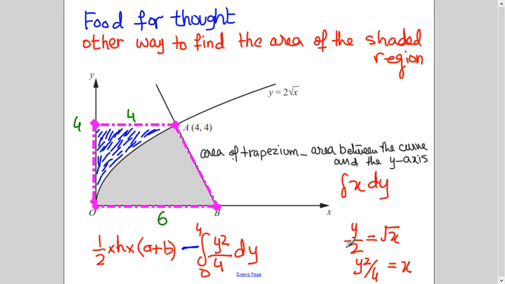And here I have shown you, if you make x a subject from this equation, it will become y over 2, then you will square both sides, it will become x equals y square over 4. And then you will simply integrate the way I have taught you in the previous slide. So this will give you area of the shaded region.